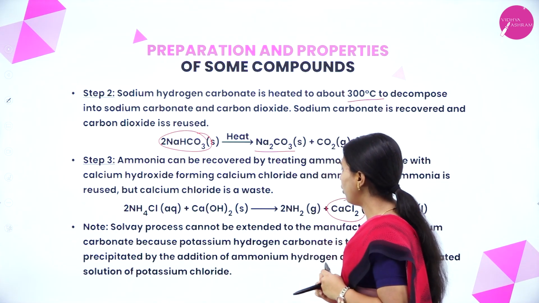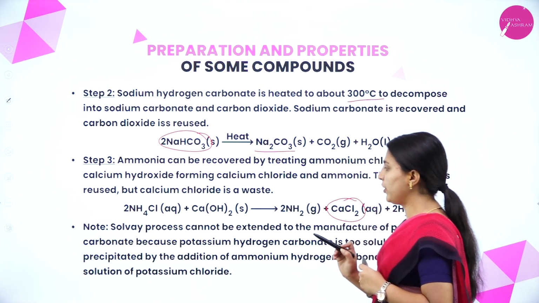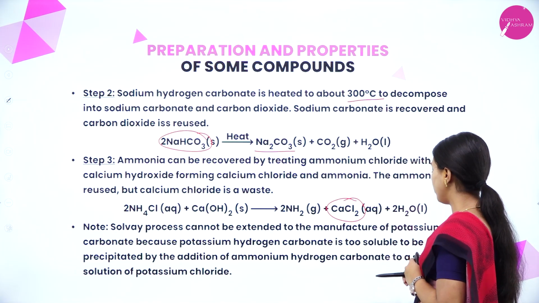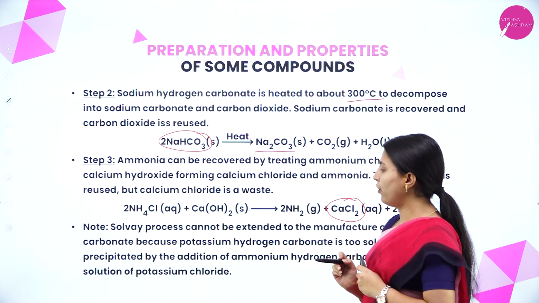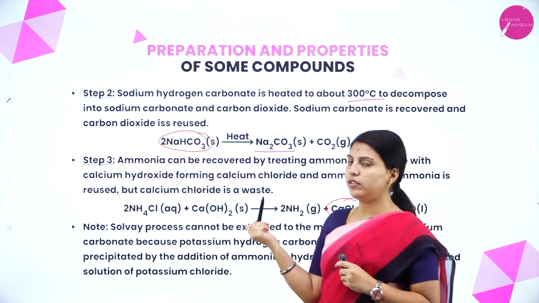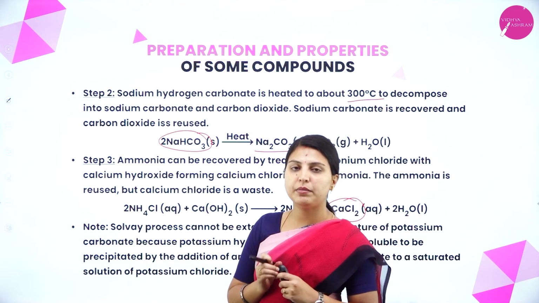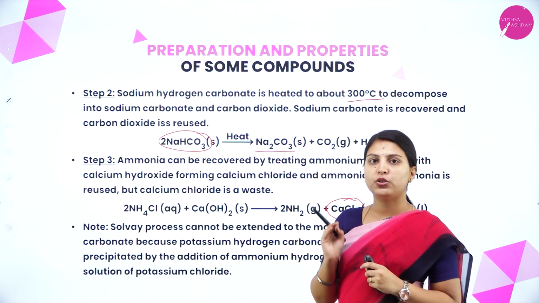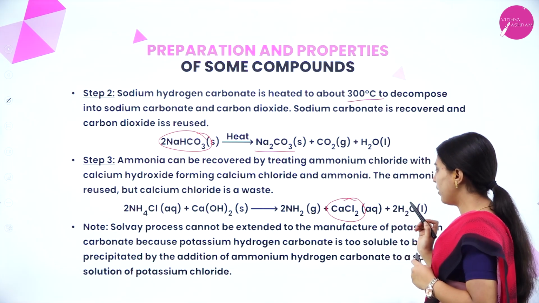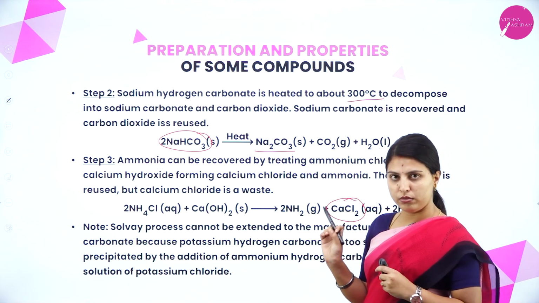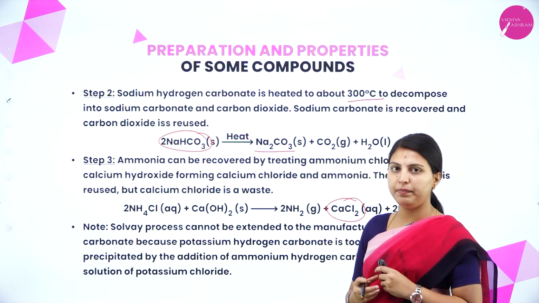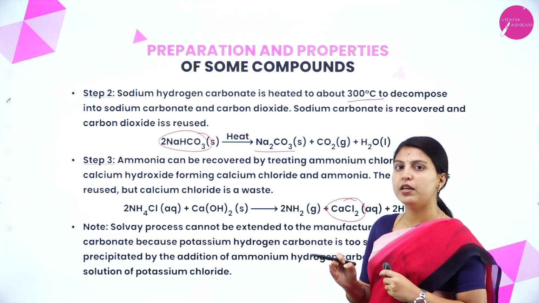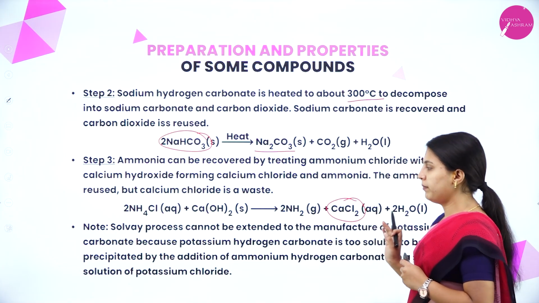Note, the Solvay process cannot be extended to the manufacture of potassium carbonate because potassium hydrogen carbonate is too soluble to be precipitated by the addition of ammonium hydrogen carbonate to a saturated solution of potassium chloride. Though sodium and potassium have similar properties, we cannot use this process for potassium, only for sodium. Why? Potassium hydrogen carbonate is too soluble to get precipitated with addition of ammonium hydrogen carbonate. That's why only sodium carbonate can be formed by the Solvay process, not potassium carbonate.